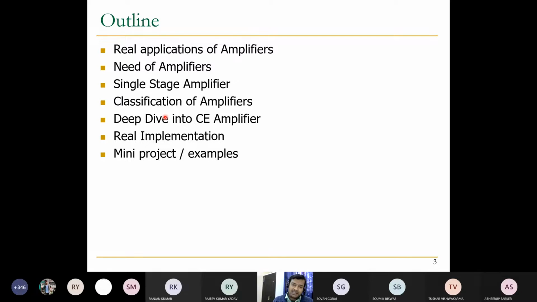But your batch will suffer. This batch will suffer, because from day one you are attending classes virtually. It is very difficult, I understand. But you have to prepare yourself and overcome all the obstacles. Then I'll give you one or two mini projects, and with examples, I'll solve 2 or 3 numericals.